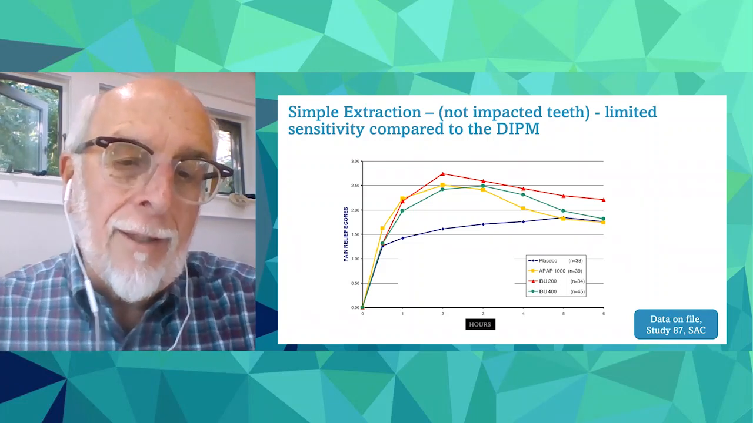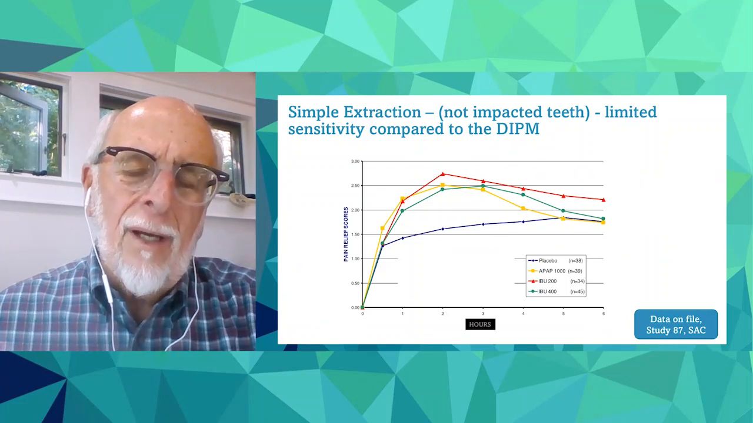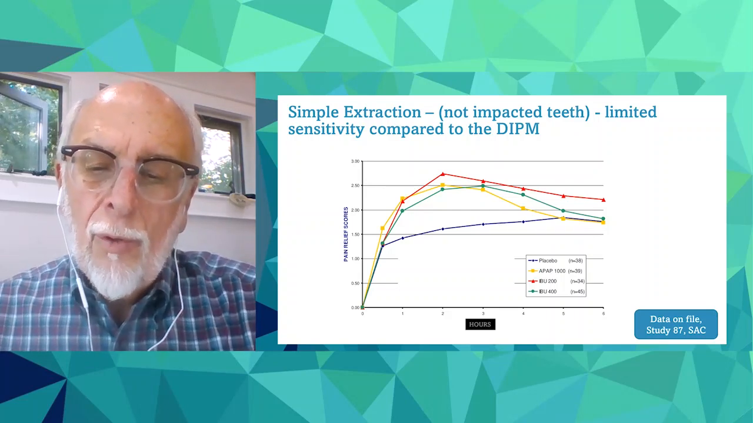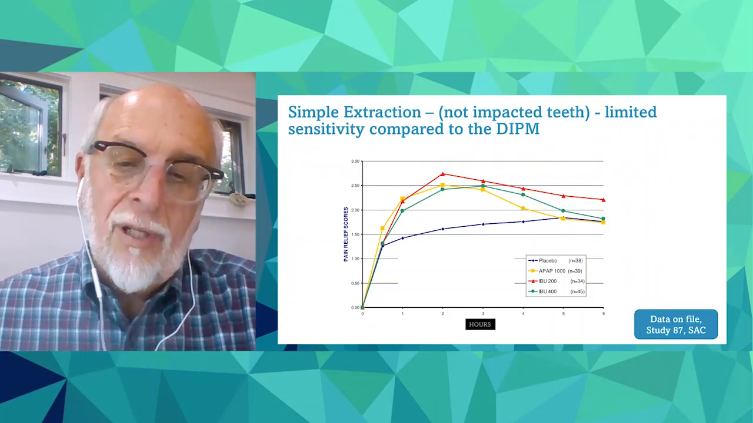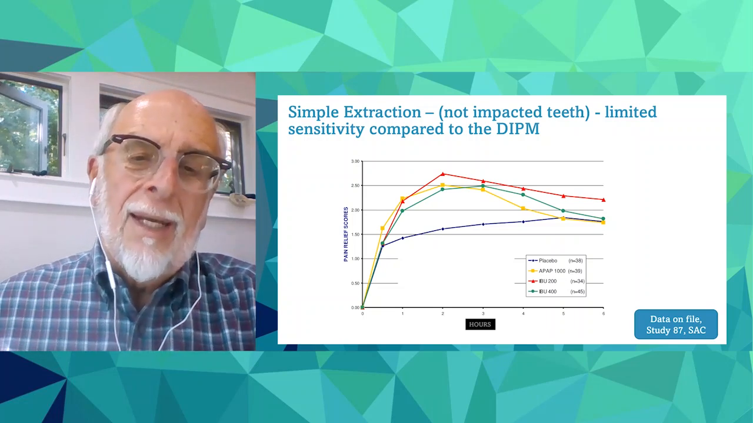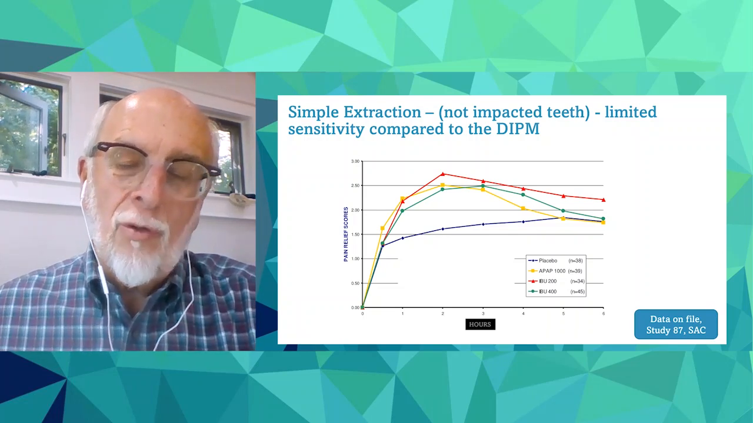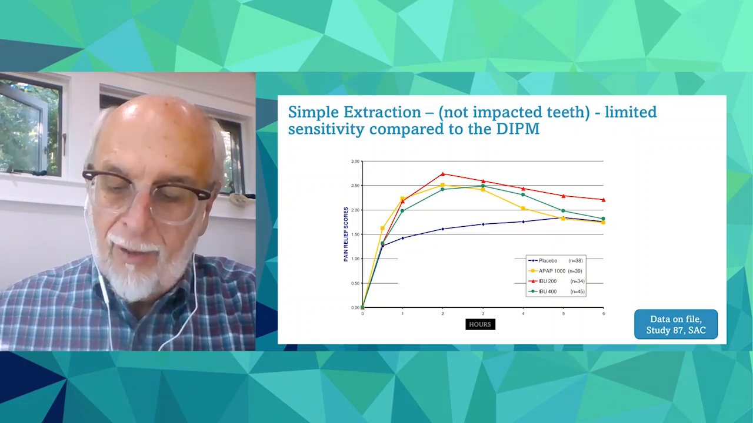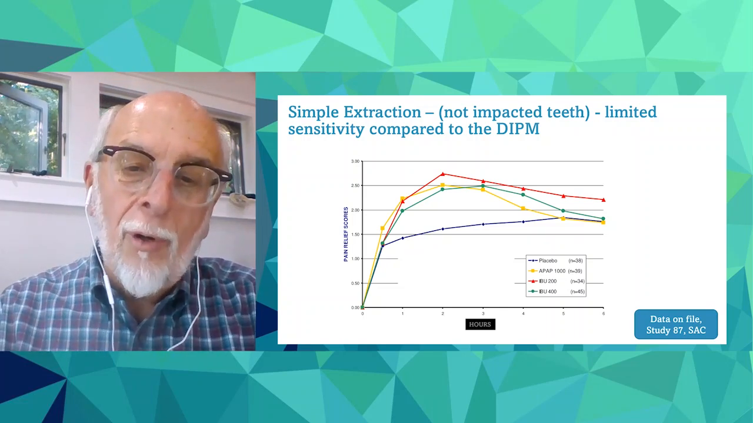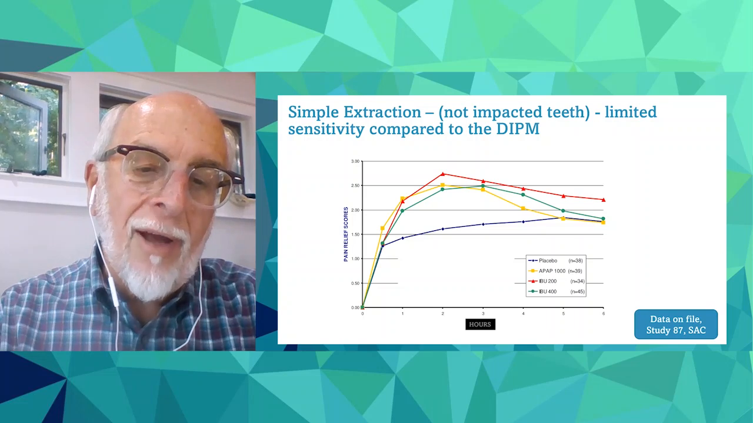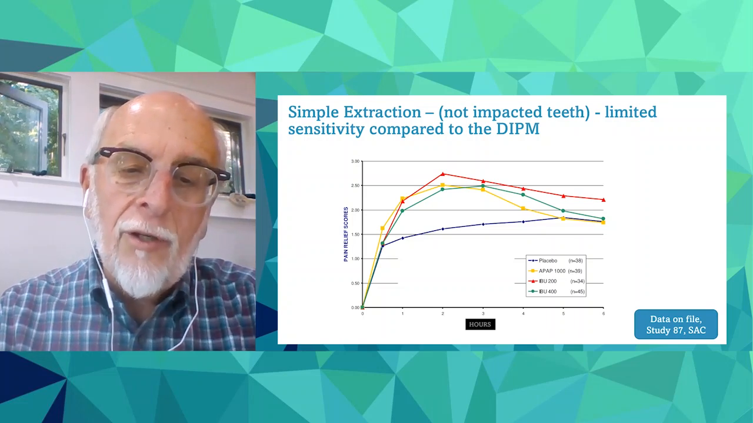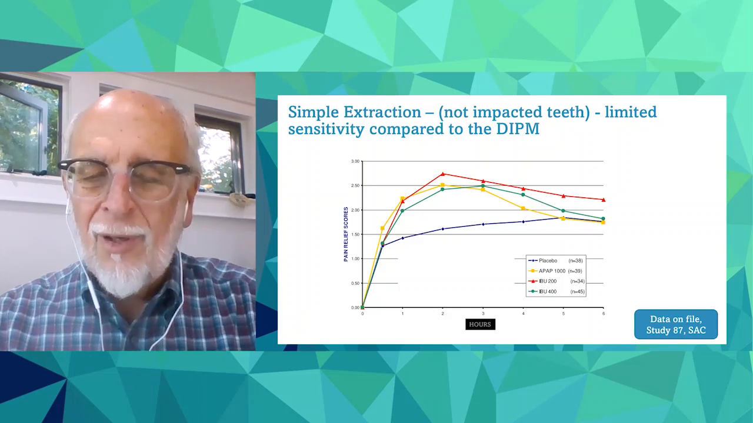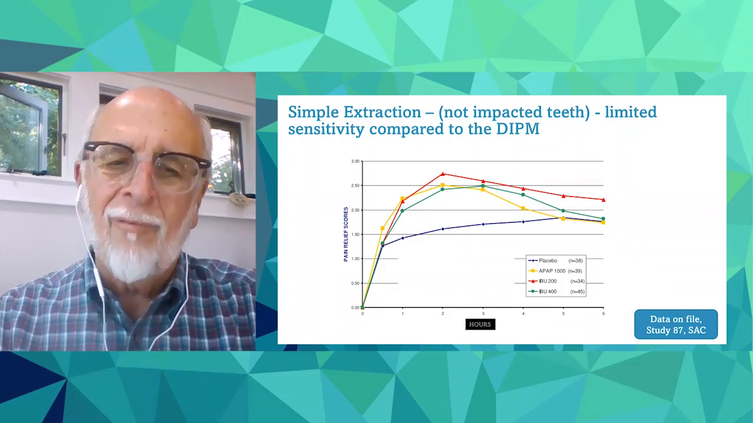So this next slide is an example of results. This is one of the first studies that Stephen Cooper did, and he did this study on simple extraction. That is, these were non-impacted teeth. And the blue line at the bottom is the placebo effect. What you can see with the placebo effect is that it just sort of increases over time and gets a little bit better. It gives you some idea. This is a pretty mild level of pain.